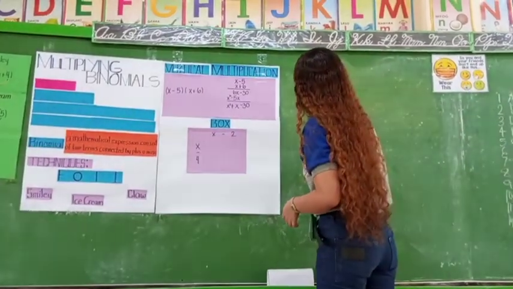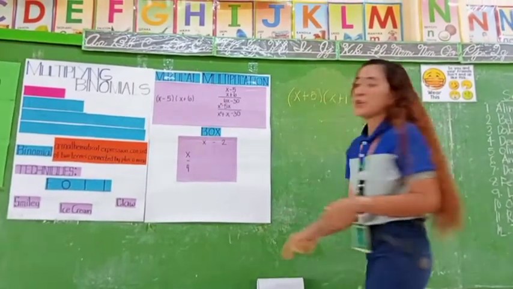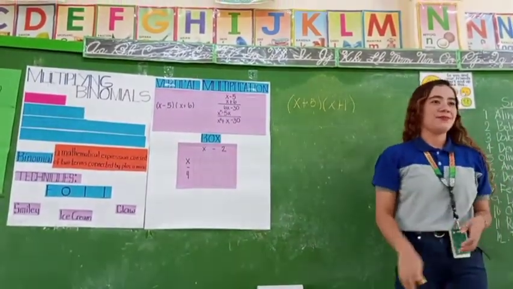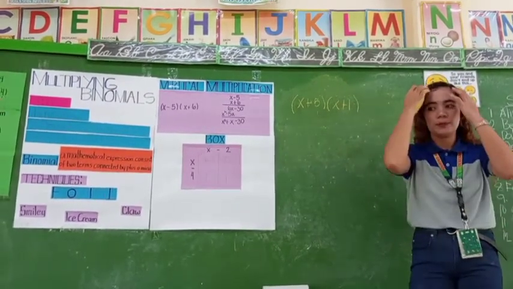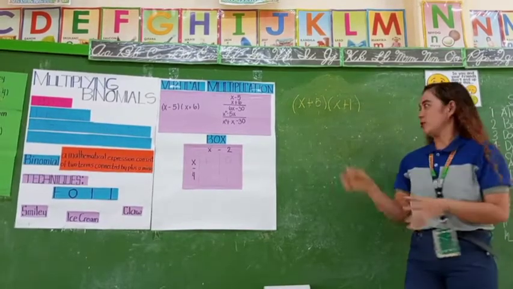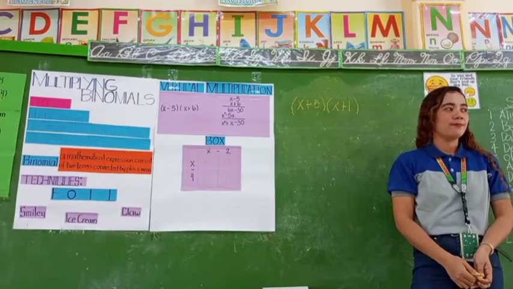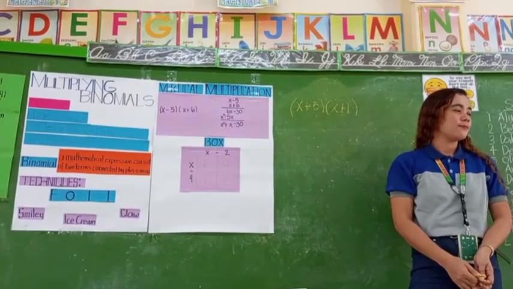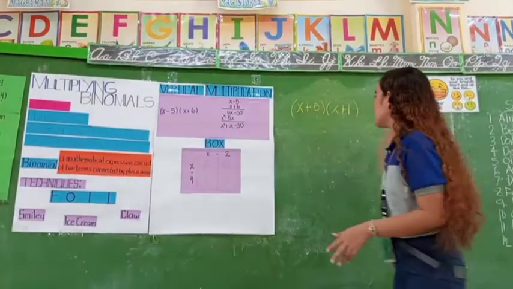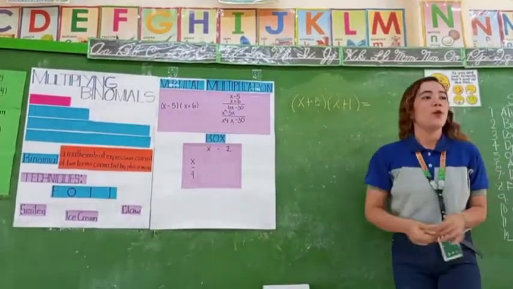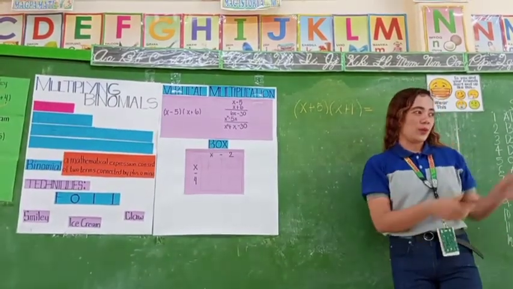X plus 5, x plus 1. Do this using the smiley method. Okay? I'll give you 3 minutes. 2 minutes na lang. Tapos na? Okay, tapos na agad sila. So let's see. Who can answer in the board? Okay, go.